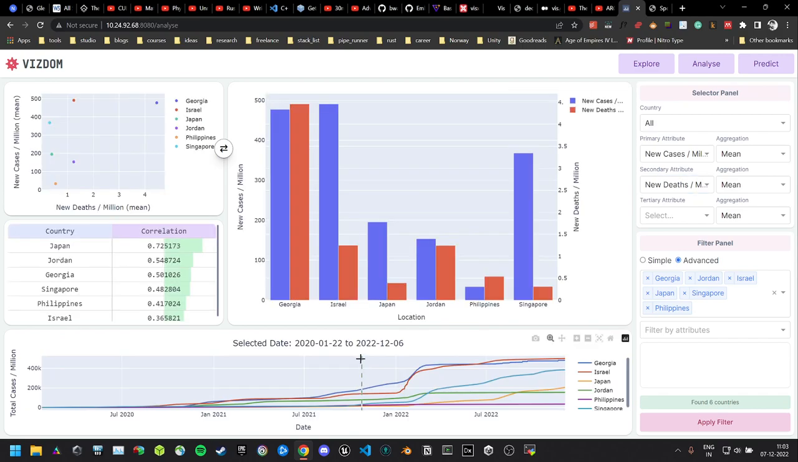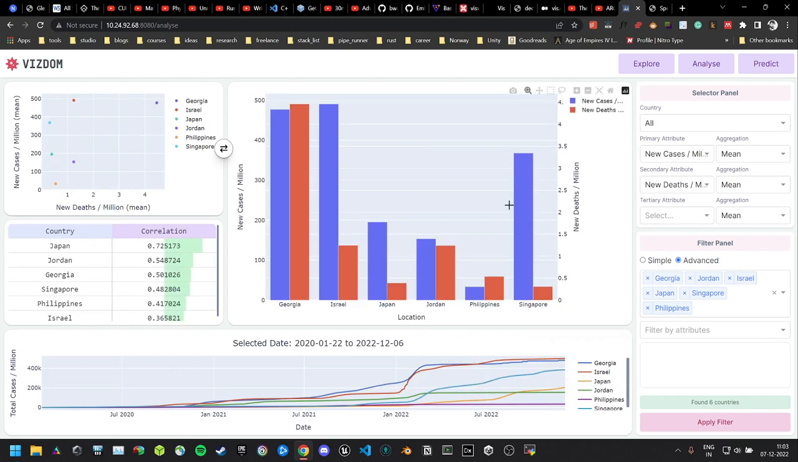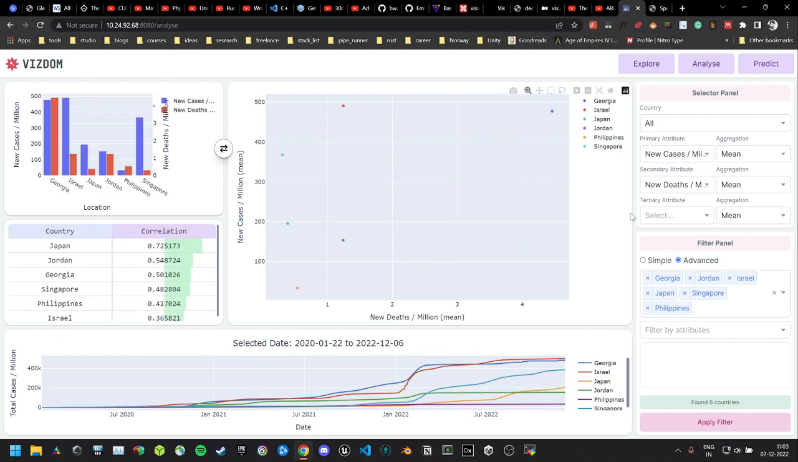While in the second half, it seems that the number of cases stayed up, but the number of deaths significantly went down for everyone. So why is that? This can be further explored if we look at the third attribute, which is mask use, in terms of bubble size.